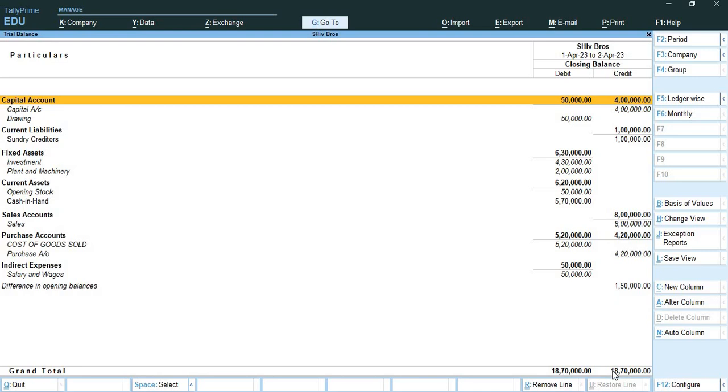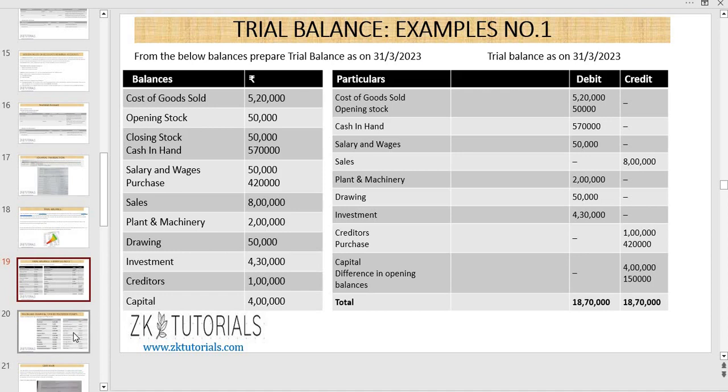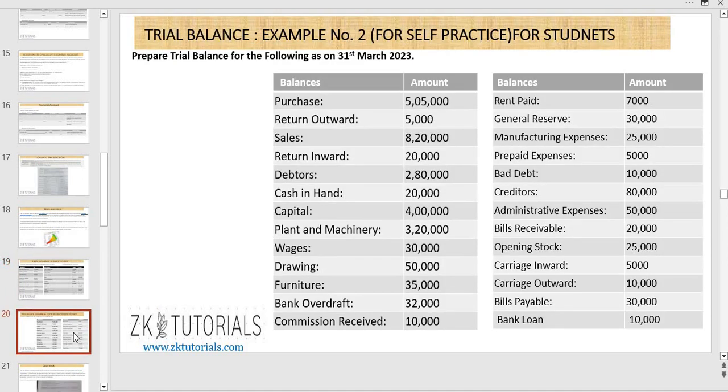Alright, now we will jump to the presentation again. The next slide has another example of a trial balance, but this example will be done by you only. I have given this transaction example for self-practice for students. I'm giving you 2 minutes to write down all the information regarding this trial balance.